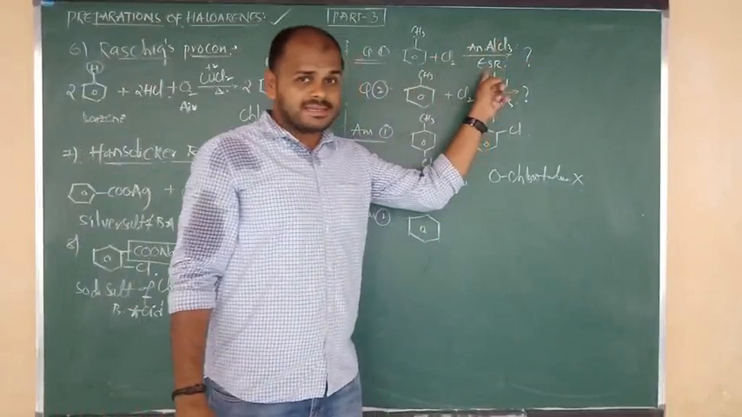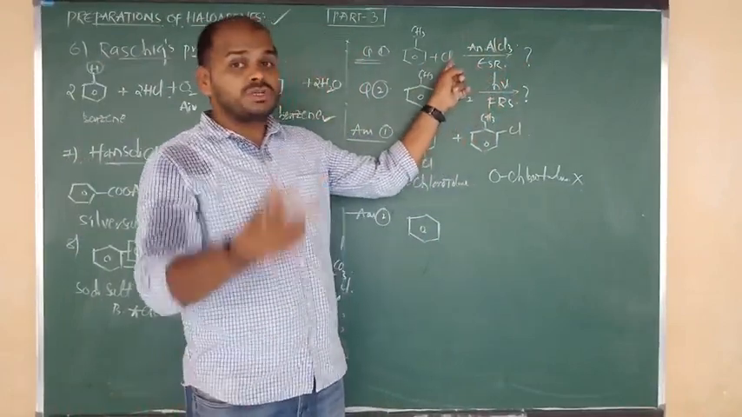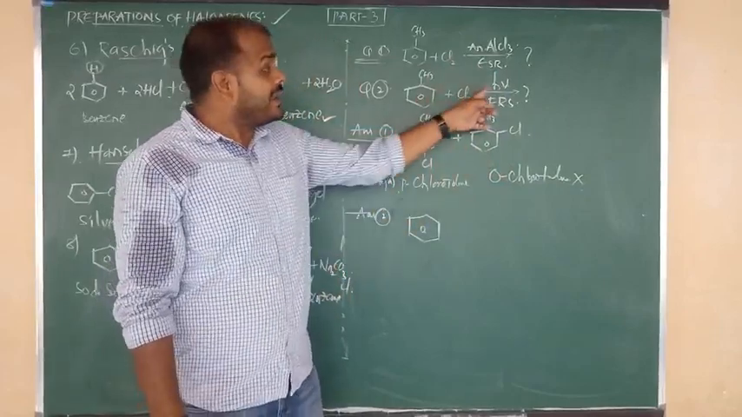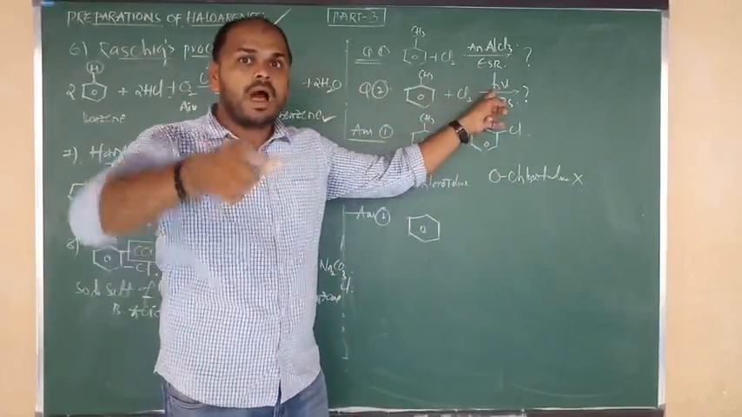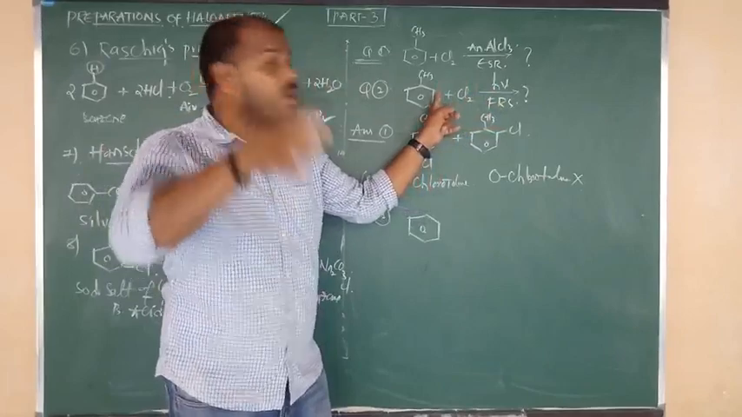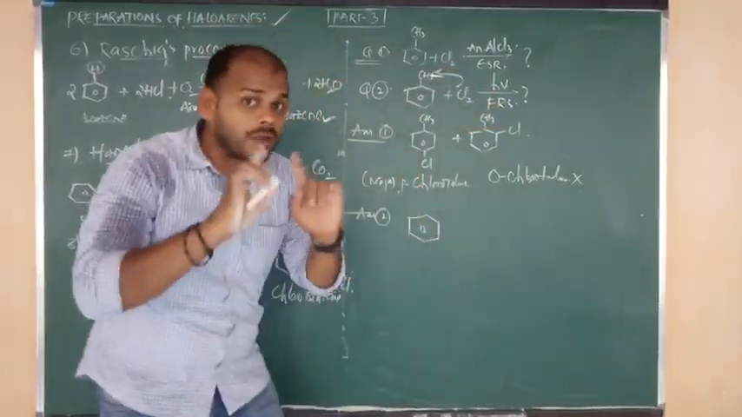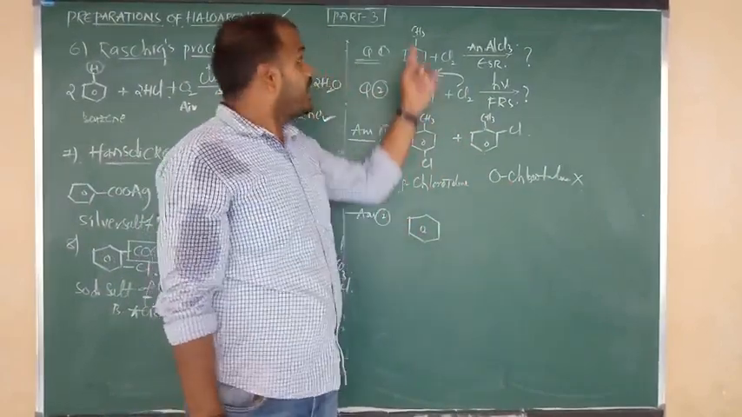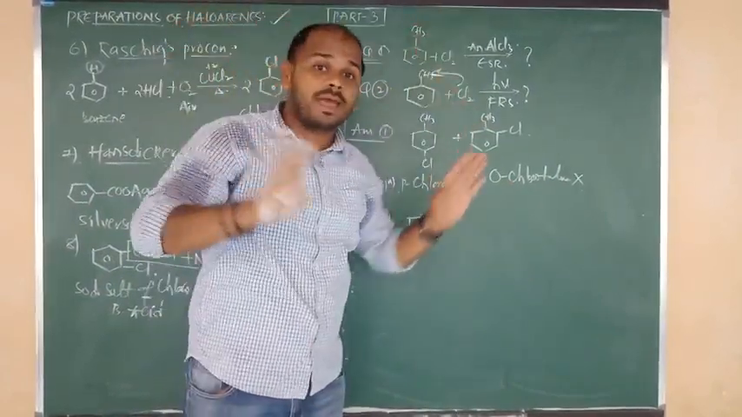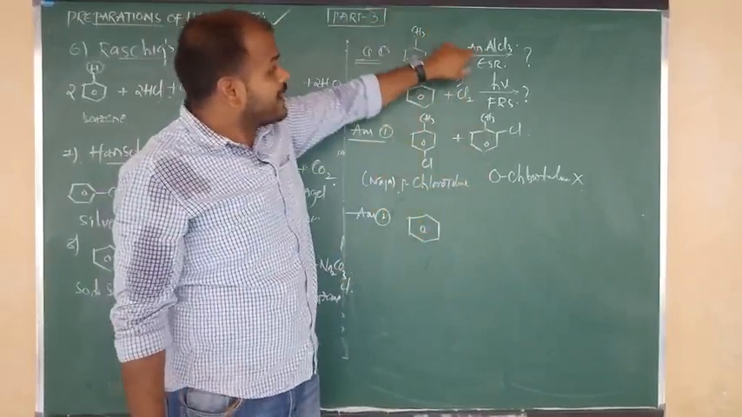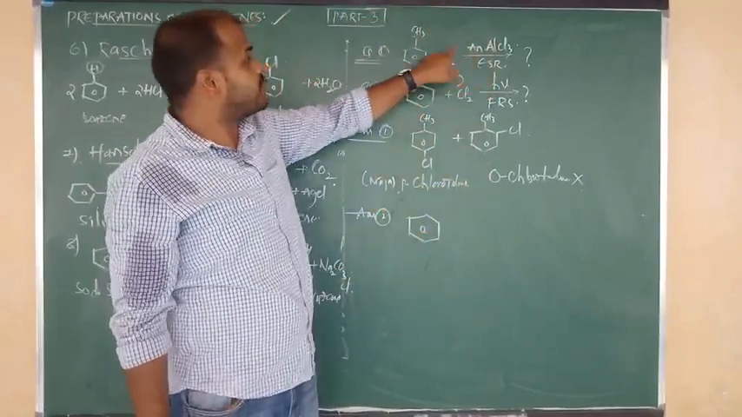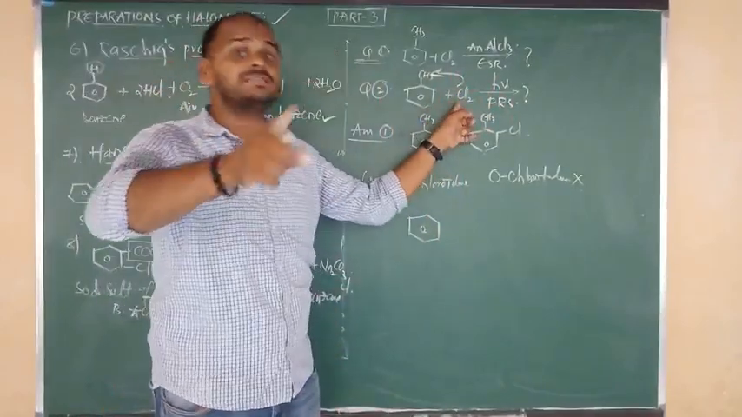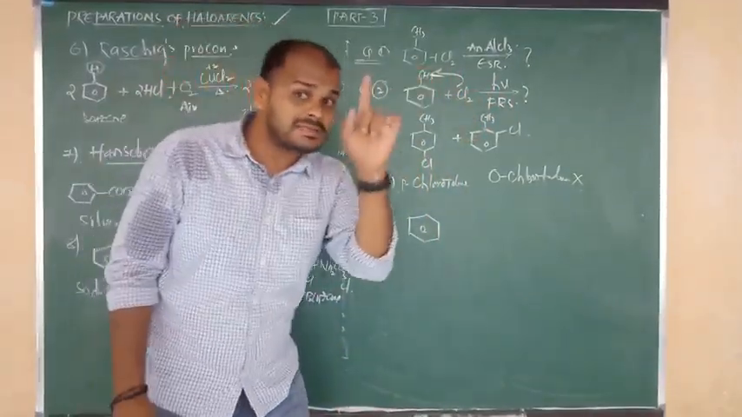In presence of AlCl3, electrophilic substitution of Cl+ takes place at ortho and para. But in presence of sunlight, chlorine attacks only the side chain, not the benzene ring. It may be a methyl or an ethyl group, whatever that may be. In presence of sunlight, chlorination takes place only on the side chain.